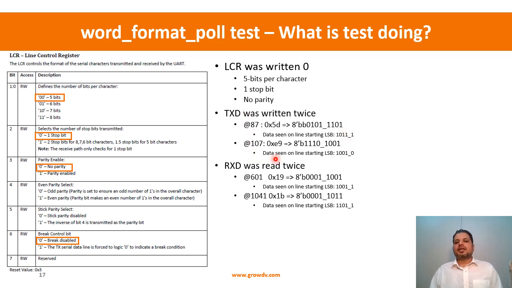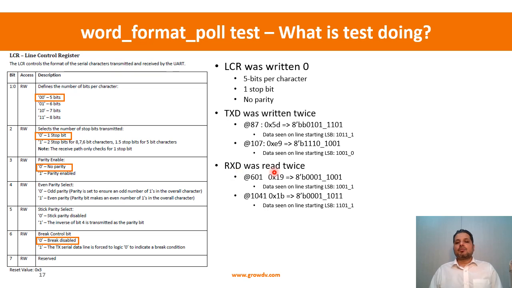Then for the TXD, we wrote one more value, E9. If I expand it, it becomes 1110_1001, and again the transmission on the line will start from the LSB, so it is 1001_0. This is what we will be seeing on the line. On the TX, these are 1011_1 and 1001_0, which is what we will be looking at.